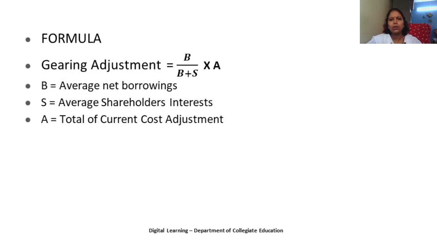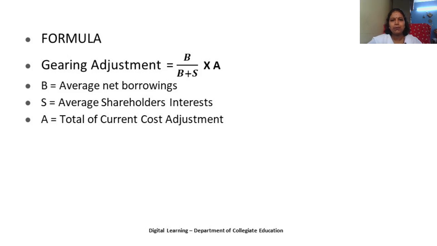How do you calculate gearing adjustment? Gearing adjustment is equal to B divided by B plus S into A. What is B? Average net borrowings. That means whatever loans and whatever liabilities you have taken for the running of the business. From that, net means whatever payments you have made, your advances it can be, or any other kind of expenses or charges it can be, minusing all that you will get net borrowings.